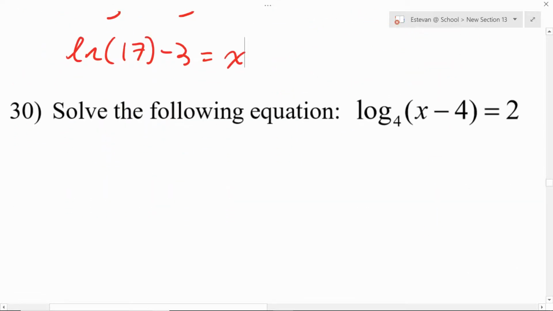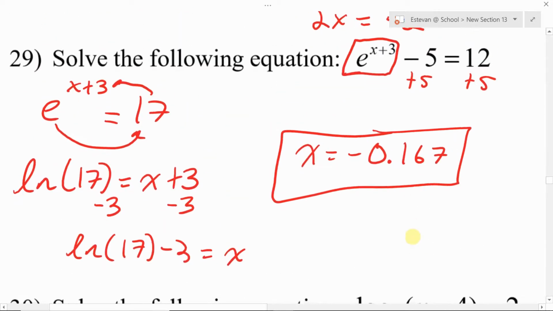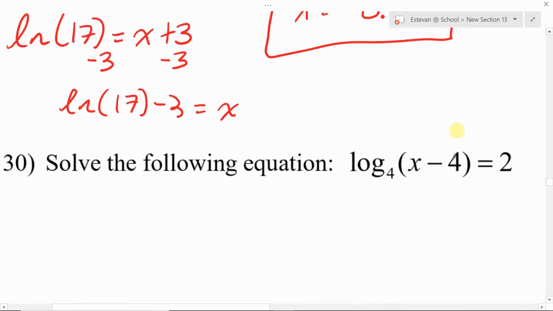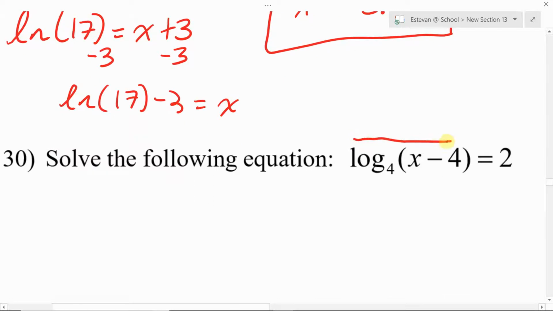All right, 30. Solve the following equation. So we have log. Just similar to the rule with e to the x, or exponential function, you need to get the log by itself. This is what it means to get the log function by itself: you need the log, the base, along with your argument. If that's all by itself and there's no additional properties happening, we could just automatically change the form.